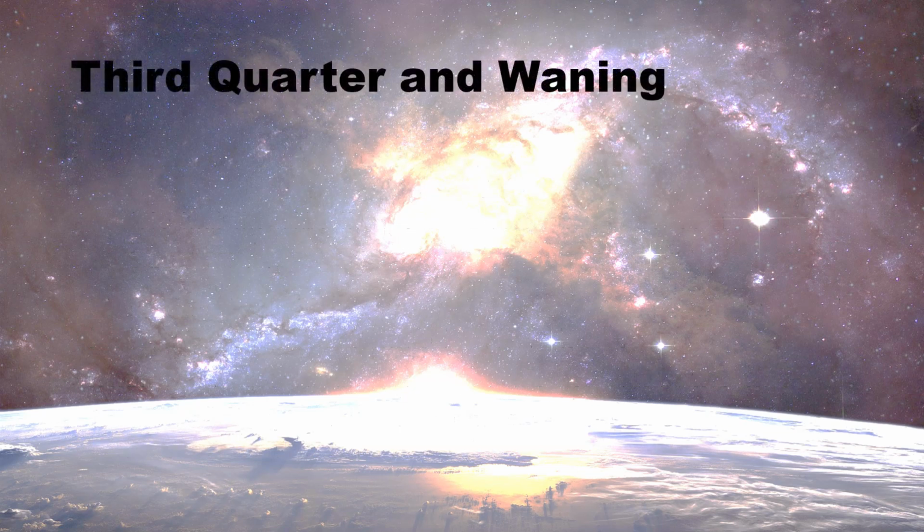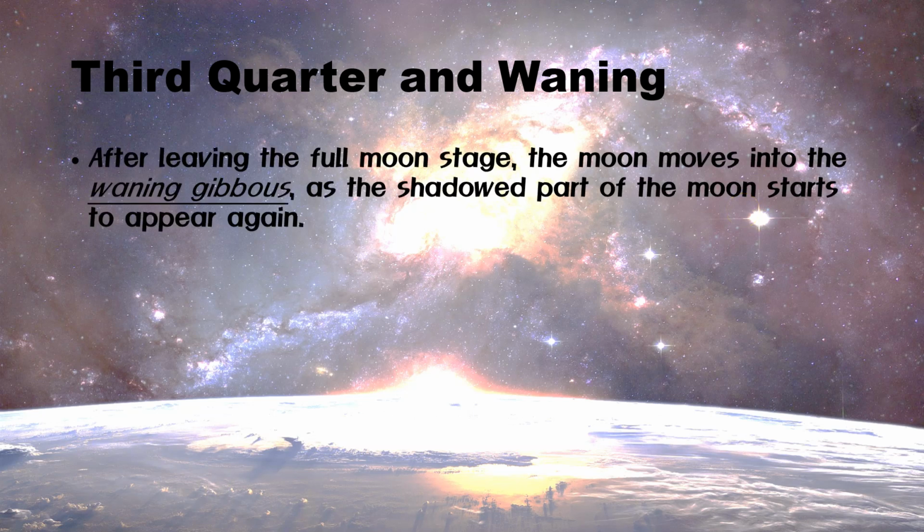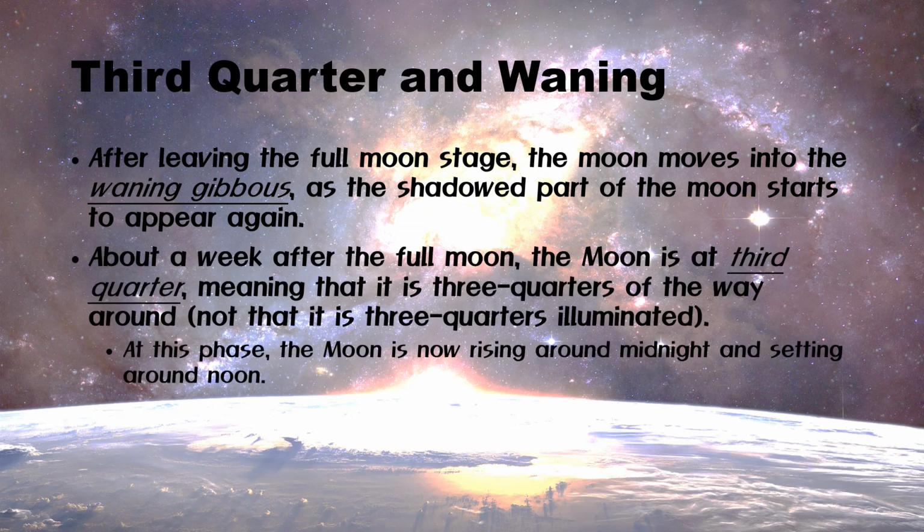From there, we're going to move toward our third quarter and a waning expression. After leaving the full moon stage, the moon moves into the waning gibbous. It's not quite a quarter, but we call it waning because now the shadow part of the moon starts to appear once more. About a week after the full moon, the moon is at its third quarter, meaning that it's 3/4 of the way around. Not that it's 3/4 illuminated. This is a big distinction. The third quarter moon just means it's 3/4 through its journey. At this phase, the moon is rising around midnight and setting around noon.